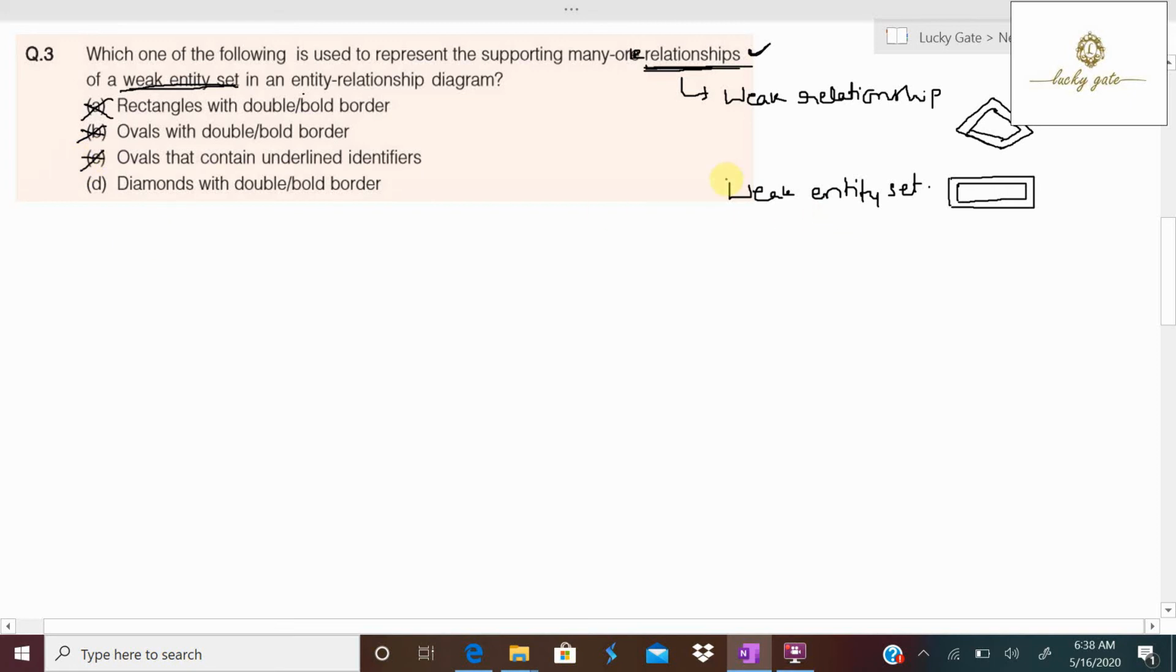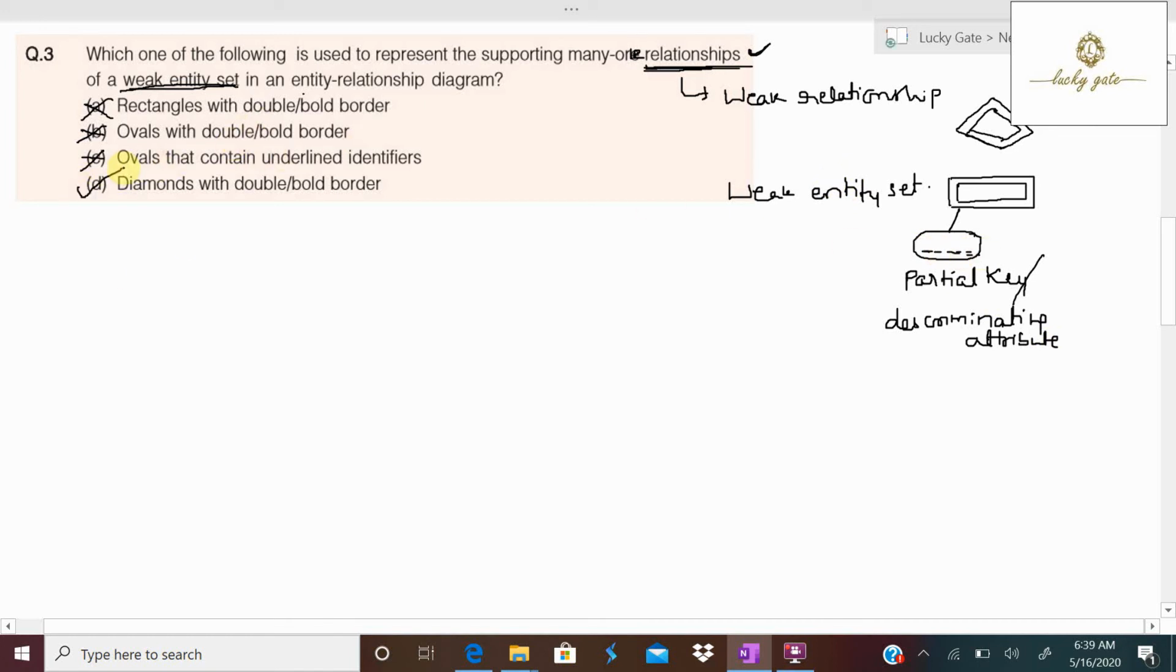Ovals that contain underlined identifiers. Actually, the weak entity will have a partial key. The partial key is represented with an oval attribute with a dotted underline. Such an attribute is called a partial key, or also called a discriminating attribute. Discriminating attribute or partial key is represented with an attribute with dotted underline. So option C is also wrong.